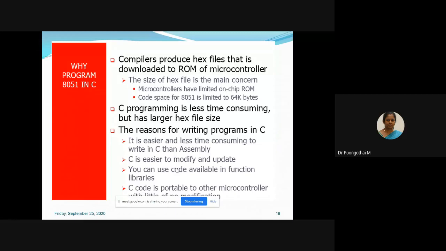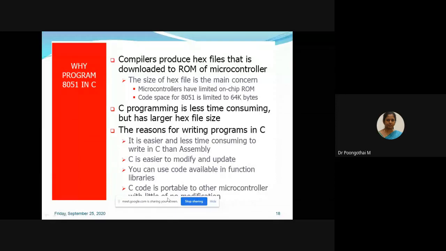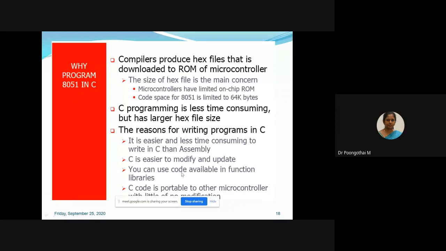The first reason is that it is easier and less time consuming to write in C than in assembly. It is also easier to modify and update. Suppose you want to update any application, you can easily modify the code, and you can also use code available in the function library. That is an important feature of embedded C. It provides many function libraries, so the user can make use of these libraries to develop real-time applications.